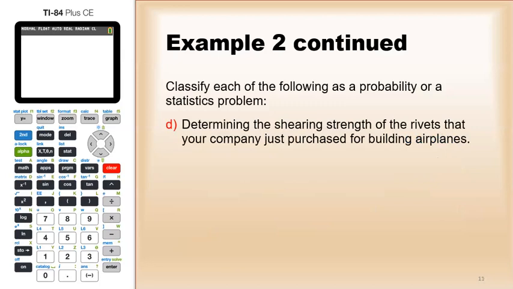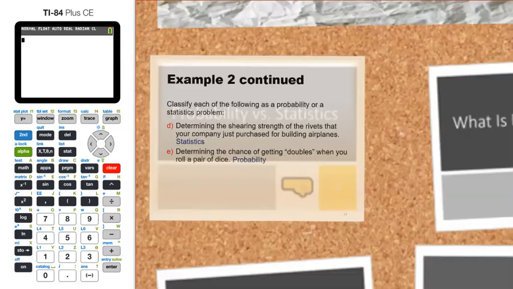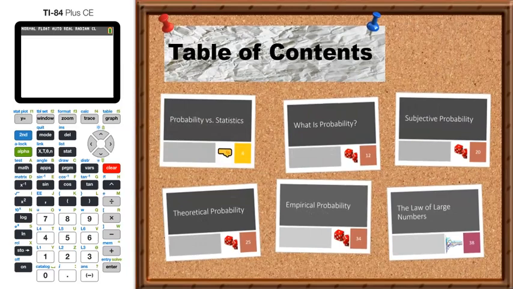All right, one last one there. Determining the shearing strength of the rivets that your company has just purchased for building airplanes. This would be a statistic. And one more: determine the chance of getting doubles when you roll a pair of dice. Probability. Now we're at the end.